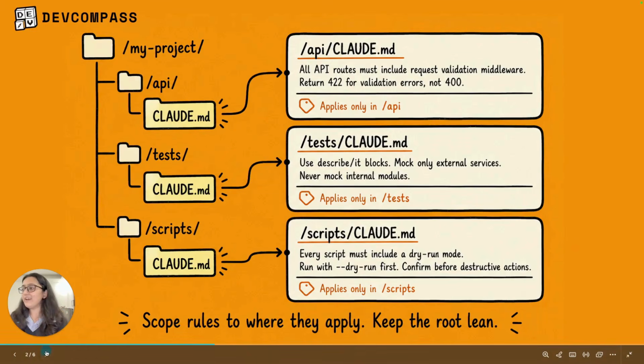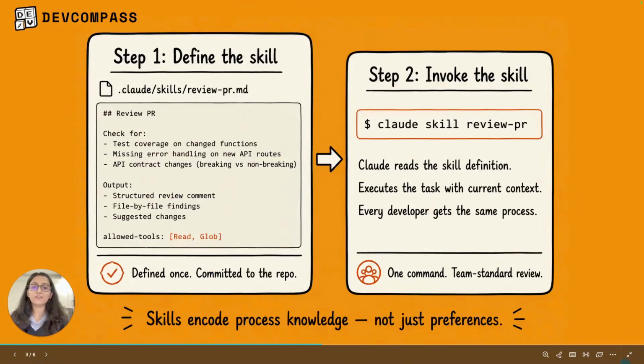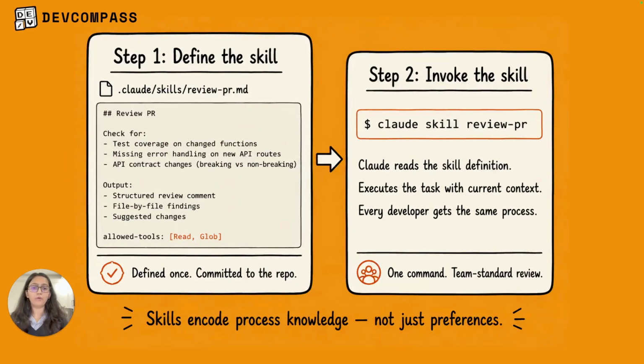Let's move ahead. Okay, so we did talk about how we are scoping the path-specific rules. Now we will talk about skills. Skills are reusable task definitions. Instead of typing out a long specific task every time, you define it once and invoke it by name. How simple, okay? So step 1, define the skill.